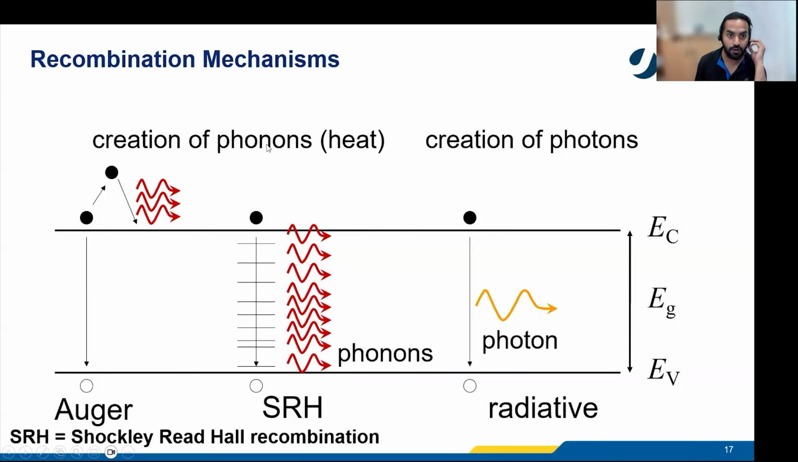But before that, I just want to talk about the basic recombination mechanisms that are involved in this modeling. We have three different mechanisms: the Auger recombination, the Shockley-Read-Hall recombination through defects, and radiative recombination.